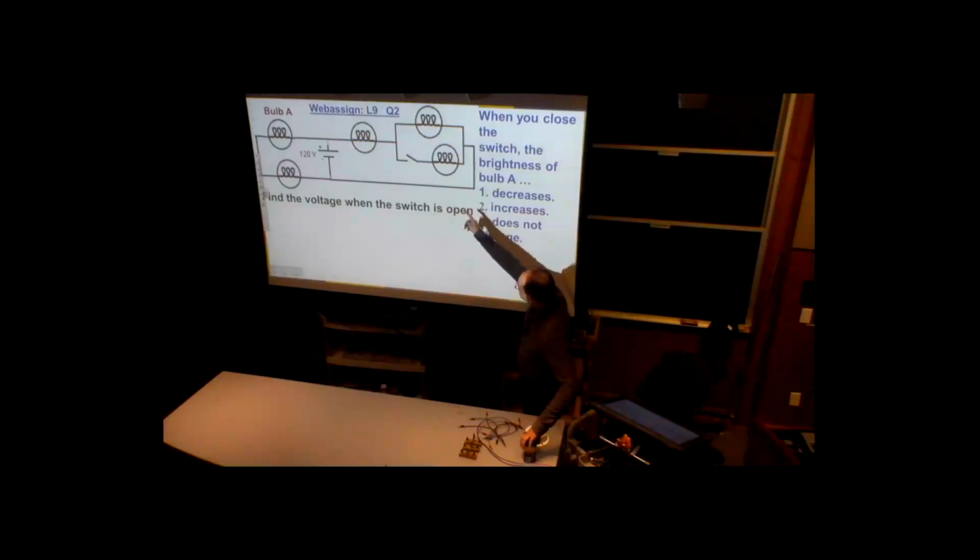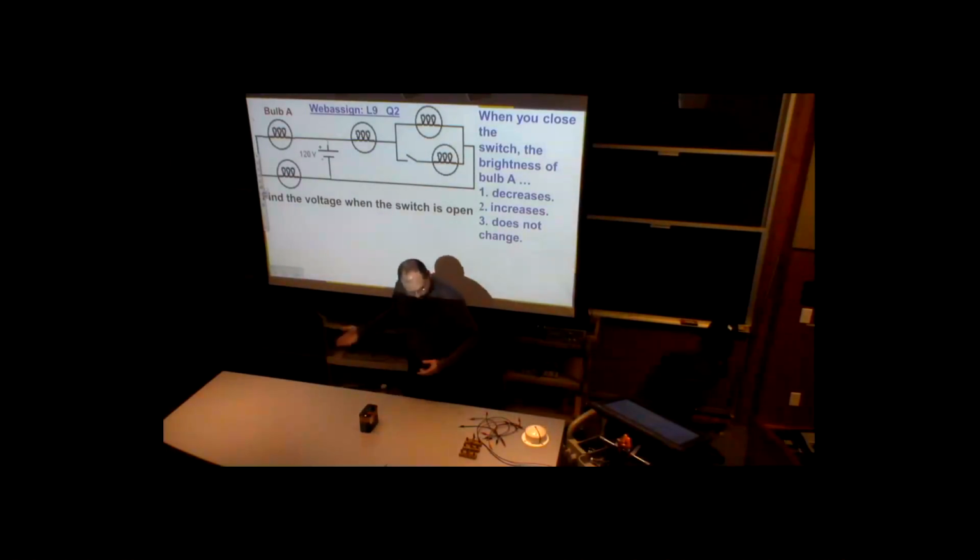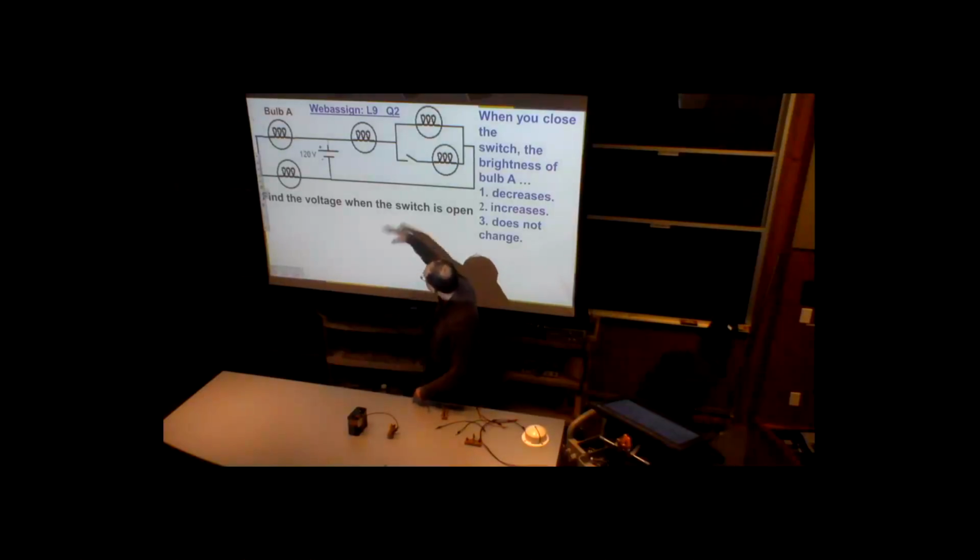Bulb A, the switch, and I don't have exactly the same schematic, but a very similar one can be done. Let's see. Basically, we need a battery and a circuit which has two different sides, like this one.